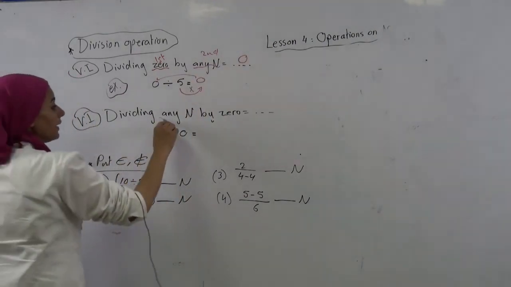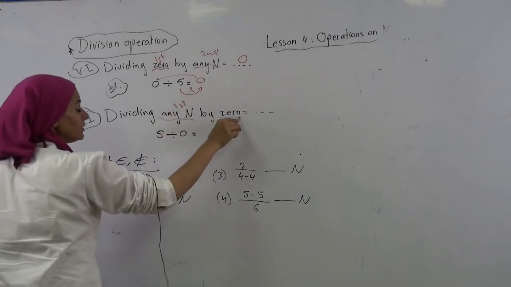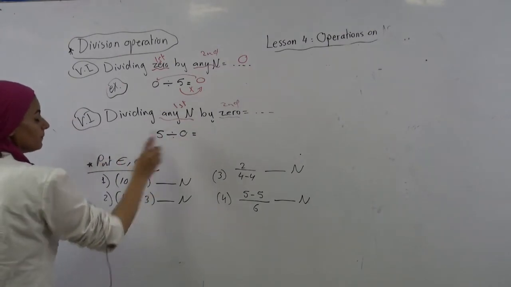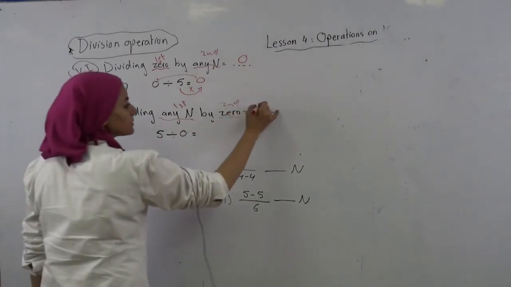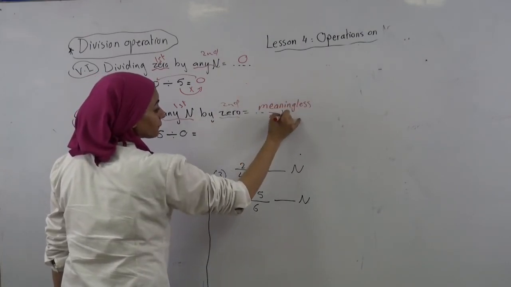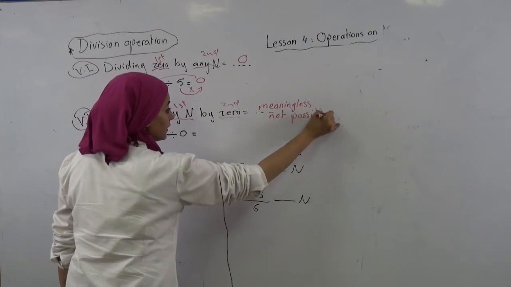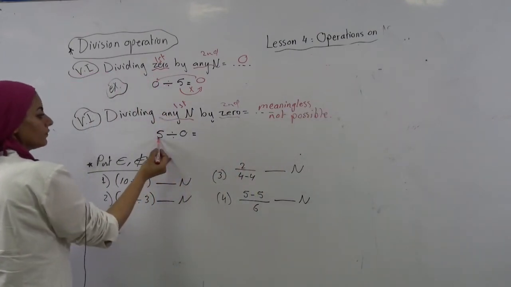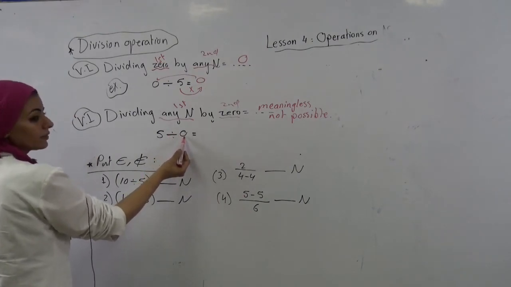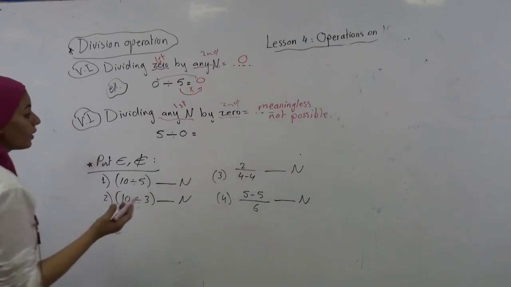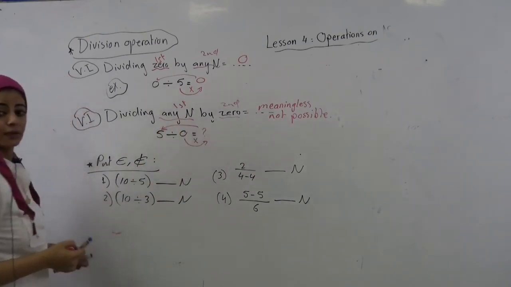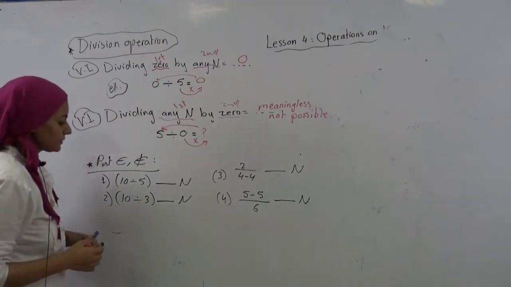But dividing any natural number first by 0 will differ in the answer. 5 first divided by 0 is meaningless or not possible. What is the meaning of this? That means that if you have 5 oranges and you want to divide them on no one, the division didn't happen. Why? Because 0 times what can give me 5? Nothing. So it will be meaningless.